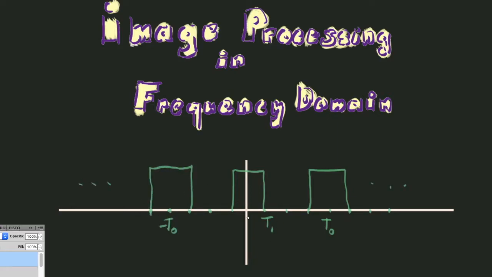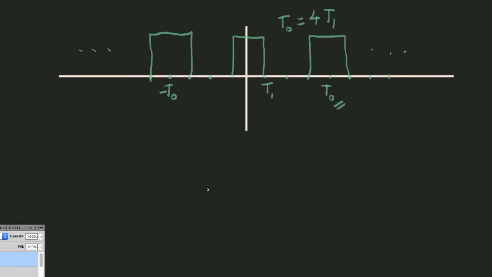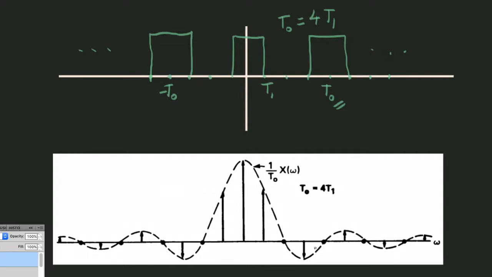Now this function is T0 periodic, and T0 is equal to 4 times T1. And the Fourier series expansion of this function would look like this. That's a sinc function, and its components are one here, one at this point, one at that point. We have zeros at these points and one at this point. It goes on like that. But let's see what happens if we move recurring parts of this periodic function away from each other.